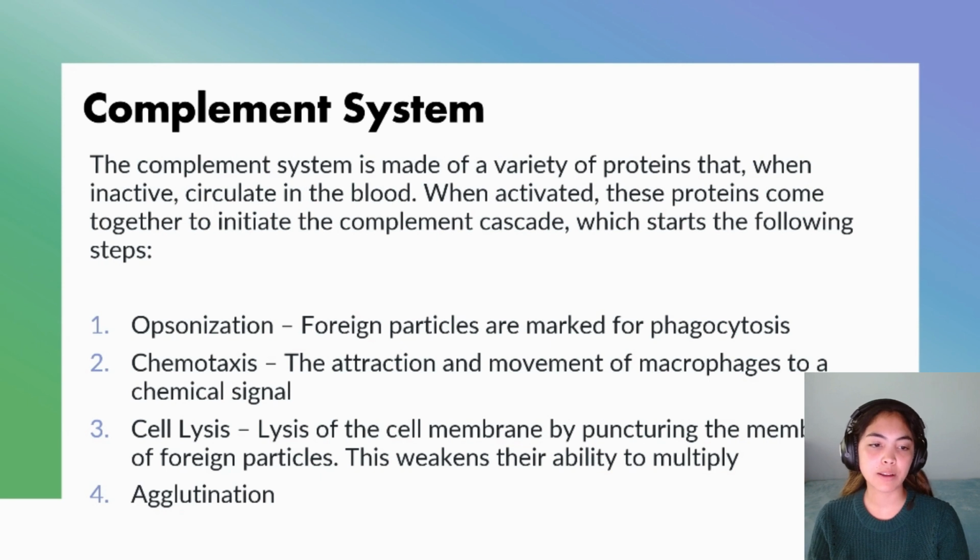The next thing that happens is chemotaxis. So this is the attraction and movement of macrophages to a chemical signal. Okay, so it's really trying to attract all of these different immune cells to a particular area.